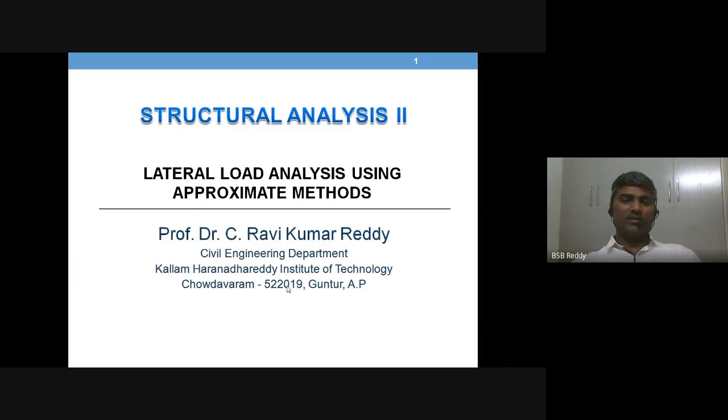So in this session we will discuss a little bit of lateral load analysis using approximate methods. In JNTUK Structural Analysis 2 syllabus, Unit 1 we have exhaustively discussed arches, 3-hinged arches and 2-hinged arches. Let us now see Unit 2 topic, lateral load analysis using approximate methods.